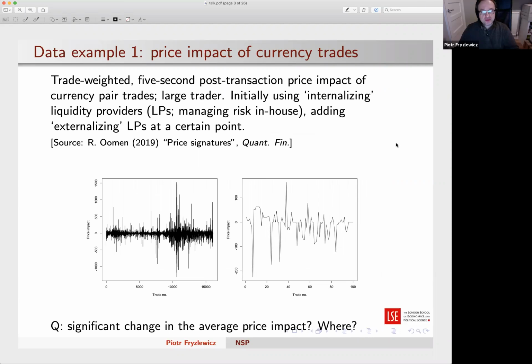This data set is the price impact on the market of making currency trades. I'm a large trader, a bank for example, and I trade currency, and I measure how the market responds to my trades, depending on what my liquidity providers, in other words the parties I trade with, do with their risk: whether they match trades in-house, in which case they would be internalizing liquidity providers, or whether they send off my risk to a third party, which means they would be externalizing liquidity providers.